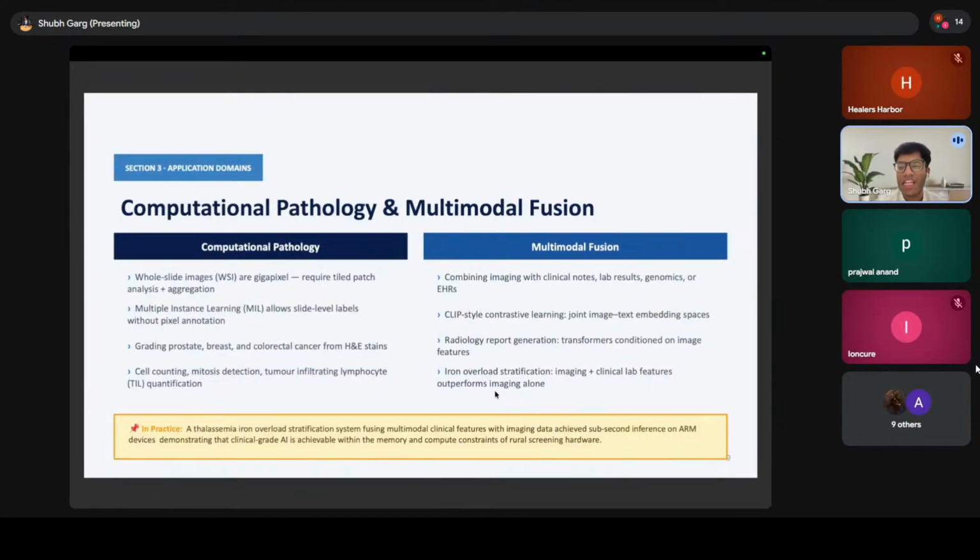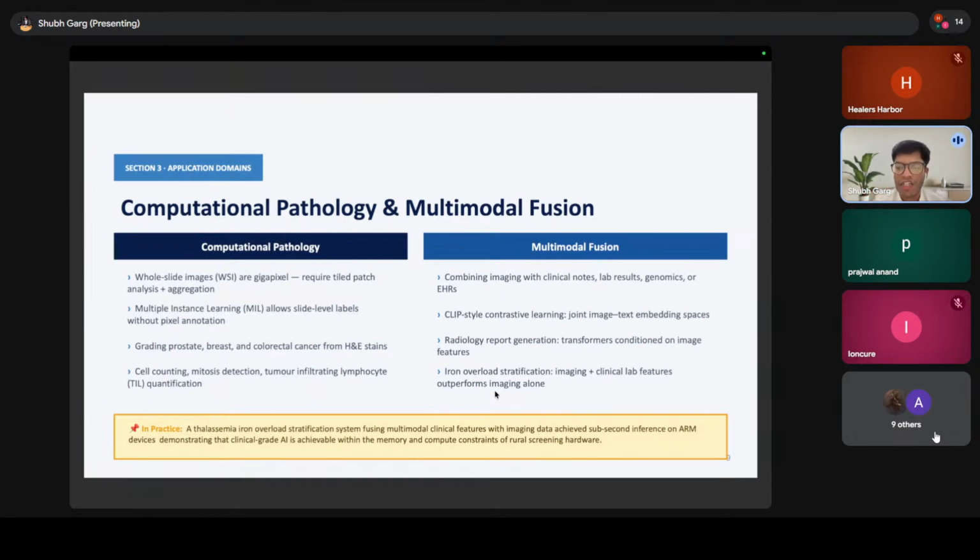So the dominant approach is tile-based patch analysis. Divide the slide into very small patches, analyze each patch, and then aggregate the patch-level predictions into a slide-level conclusion. The elegant algorithmic framework for this is multiple instance learning, or MIL, which allows slide-level labels, like the slide contains cancer, to supervise a model without requiring pixel-level annotation. Pixel-level annotation on pathology slides would require a pathologist to manually outline every tumor cell, which is prohibitively expensive. So MIL sidesteps this problem.